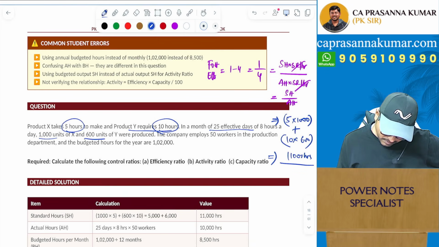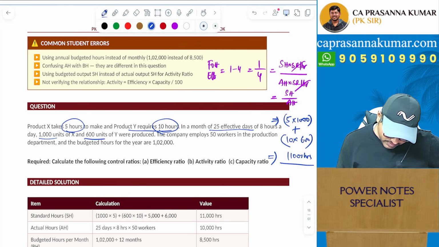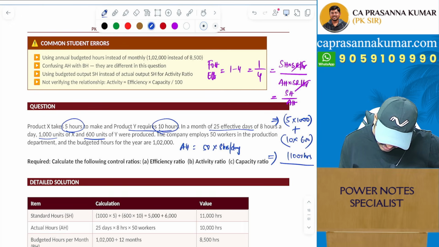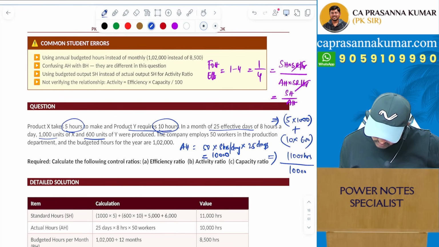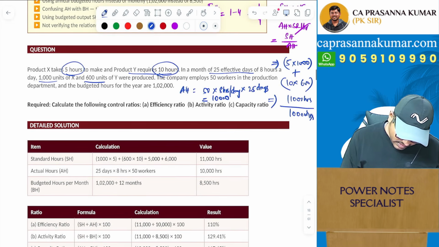Actual hours, how much? Actual hours is how many employees you have got? 25 days, 8 hours a day, and how many employees? 50 employees. So which means actual hours is 50 employees. Each employee will work for 8 hours per day. Like that, how many days are there? 25 days. That will be your actual hours. 50 into 8 into 25, that is 10,000. So 11,000 divided by 10,000, that is 110 percent. That's your efficiency. Got it? Next.